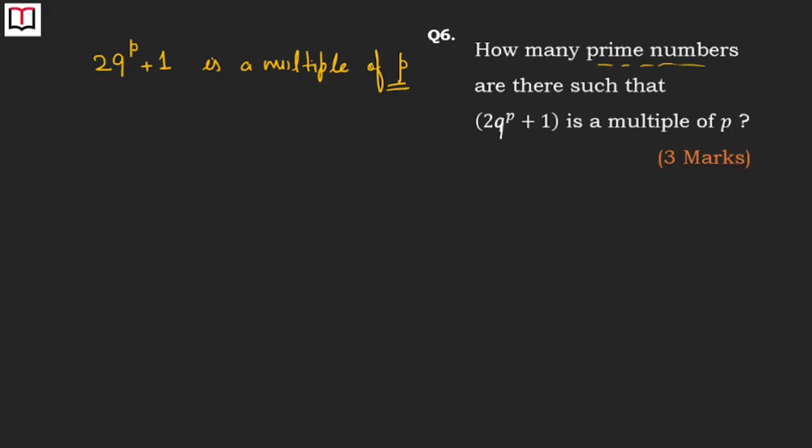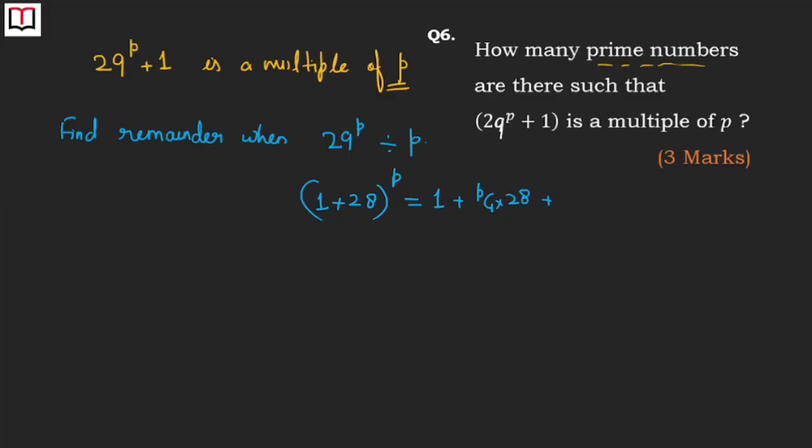Now I'm asking you a counter question: find the remainder when 29 raised to power p is divided by p. How do we do it, p being a prime number? We write 1 plus 28 raised to the power p and expand using binomial: 1 plus pC1 into 28 plus pC2 into 28 whole square, likewise up to pCp into 28 raised to the power p.